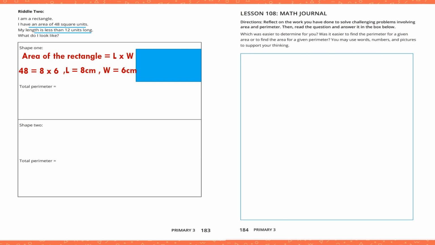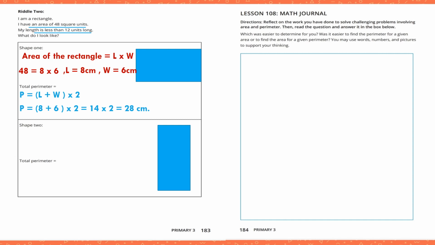Here, what is the total perimeter? Perimeter equals length plus width all times 2 equals 8 plus 6 all times 2 equals 14 times 2 equals 28 centimeters. Or we can divide 48 into 4 and 12. So the length will be 4 centimeters and the width will be 12 centimeters. So what is the total perimeter here? It will be 4 plus 12 all times 2 equals 16 times 2 equals 32 centimeters.